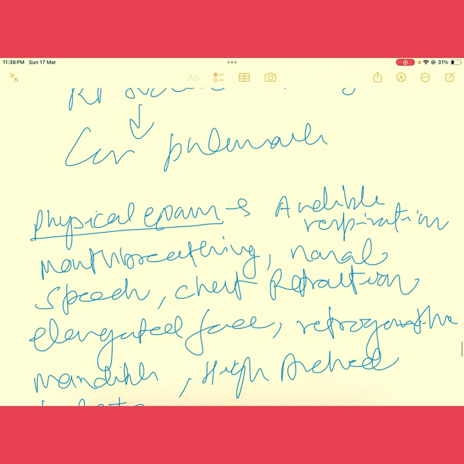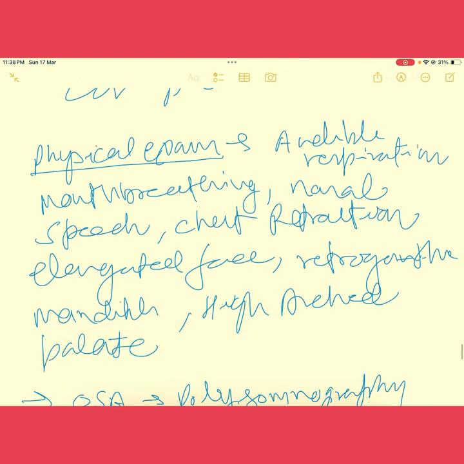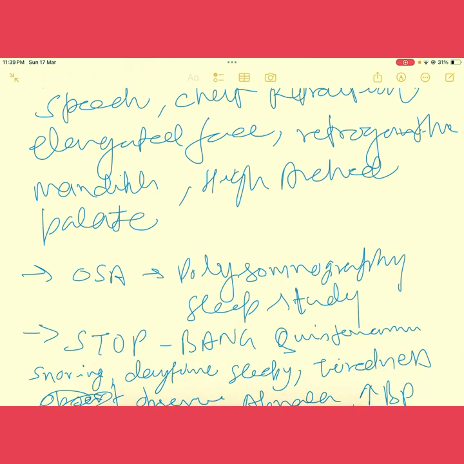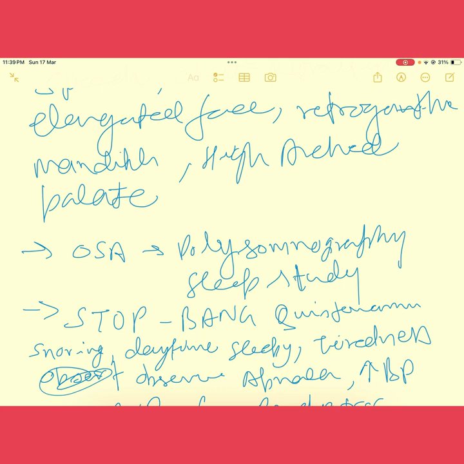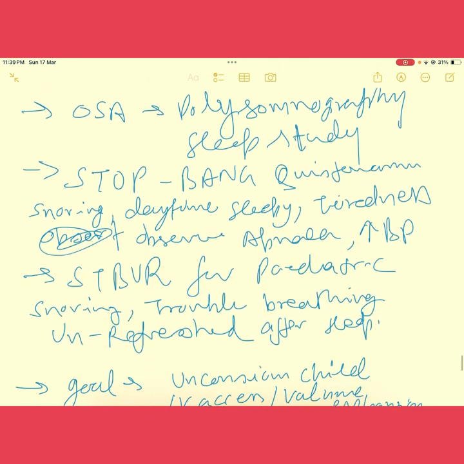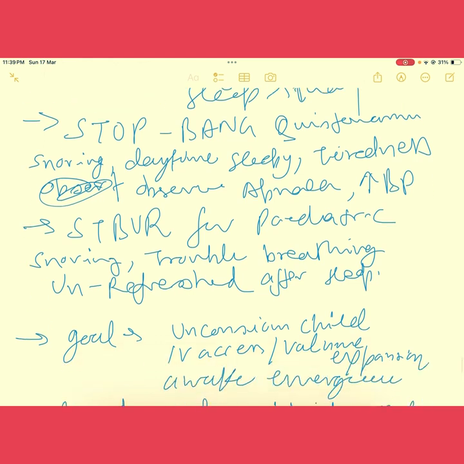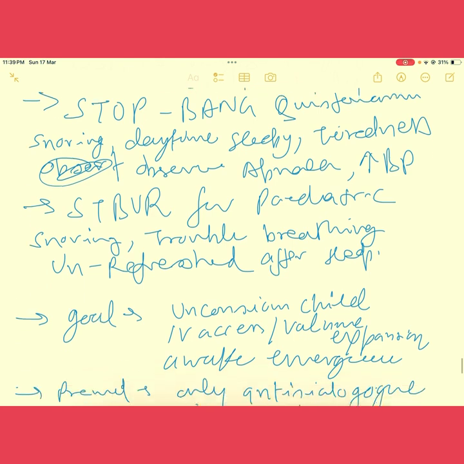Physical examination focuses on audible respiration, mouth breathing, nasal speech, chest retraction, enlarged face, retrognathic mandible, and high arch palate. Obstructive sleep apnea can be detected by polysomnography or sleep study. The STOP-BANG questionnaire is used in adults: snoring, daytime sleepiness, tiredness, observed apnea, and hypertension. STBUR is for the pediatric population: snoring, trouble breathing, unrefreshed after sleep.